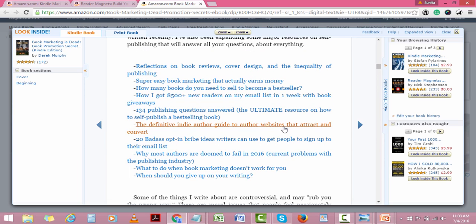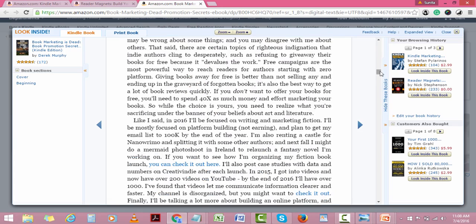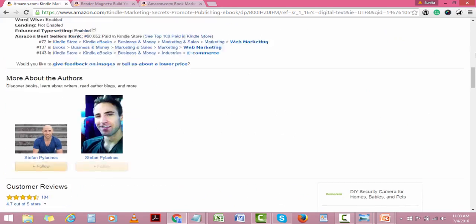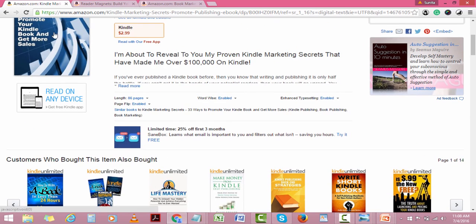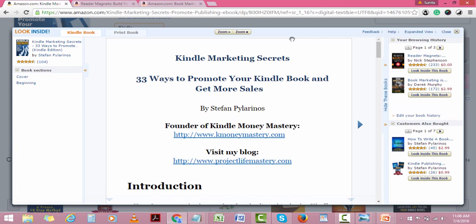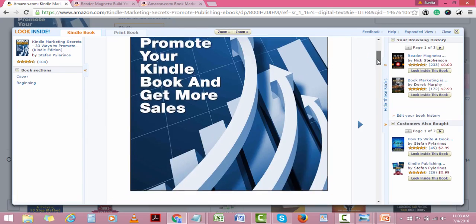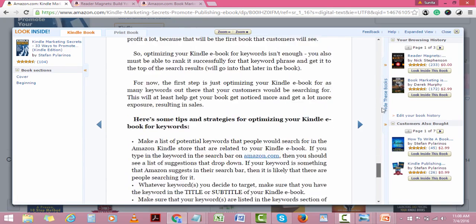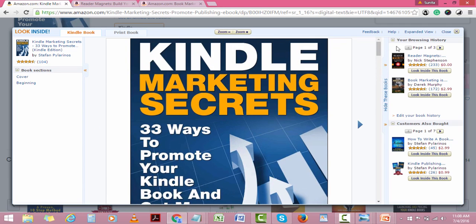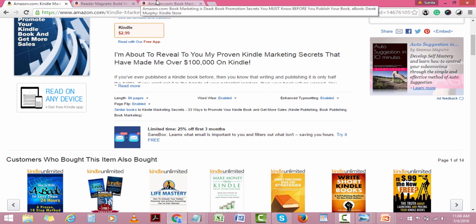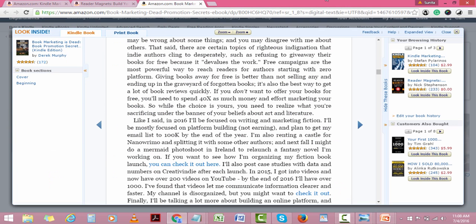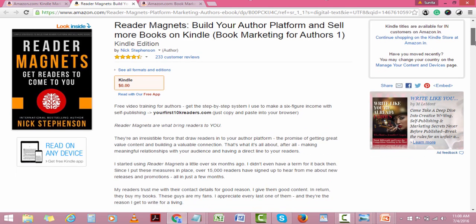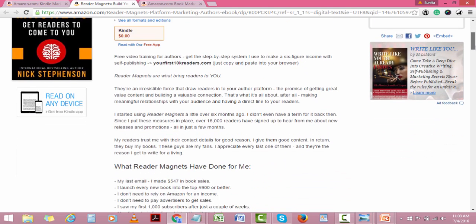So here is the table of contents, opt-in rights, and what book marketing does not work, and same goes for here, that you can just click on this. You can see Kindle marketing secrets, and you can just go ahead and check it out. Basically, Amazon provides you an option to look into the first few pages of the book, so that you can have an idea whether this book is for you or not, or whether you want to buy it or not, so that even they get fewer refunds.